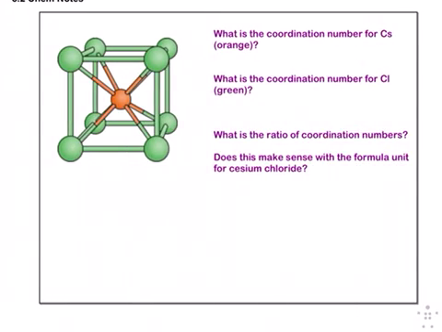So, let's practice again. This one's maybe a little clearer to see. Looking at cesium, cesium is this center one in orange. Okay, what would be cesium's coordination number? 8. Good. And then what is the coordination number for chlorine, which would be in green?